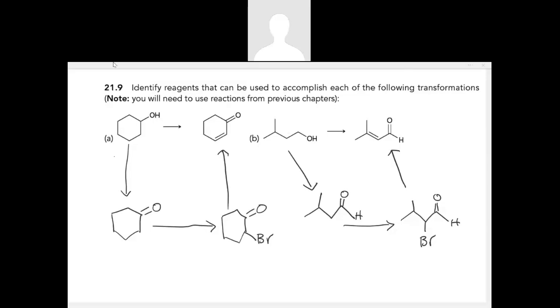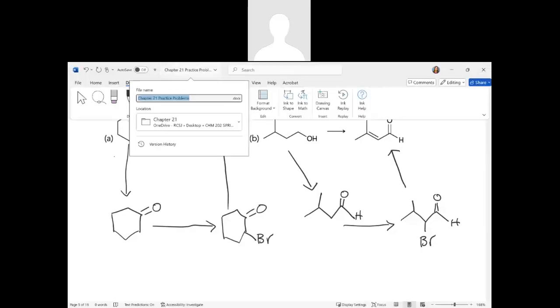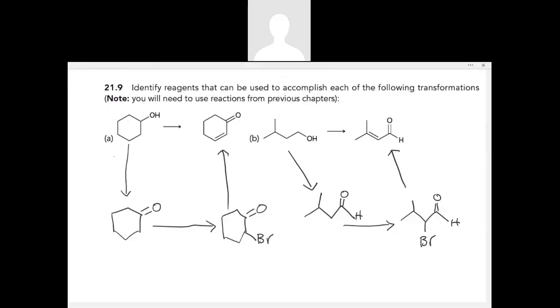For problem 9 in chapter 21, we are asked to identify the reagents that can be used to accomplish each of these transformations. So we see here in part A that we go from this cyclic secondary alcohol to this alpha beta unsaturated ketone in our product. So let's make note of that. And how can we accomplish this transformation?